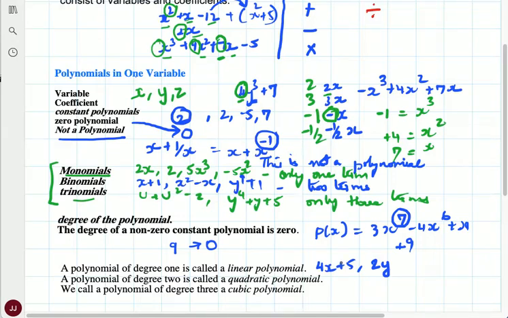Next one is a quadratic. We have power 2: 2x square plus 5, 5x square plus 3x. This constitutes a quadratic polynomial. And we have 4x cube, 2x cube plus 1. Here the degree is 3, and it's called a cubic polynomial.